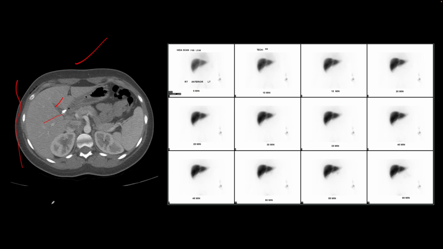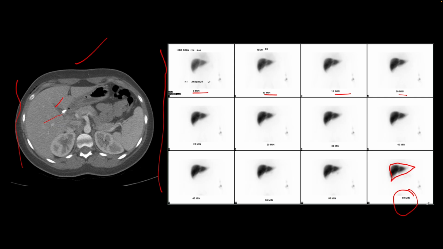So a HIDA scan was performed, and on the HIDA scan, we have acquired images in the anterior projection up to 1 hour, and these are every 5 minutes. So you can see 5, 10, 15, 20, and so forth. So at the end of 60 minutes, we find that the liver takes up the tracer. The uptake is good. There are no focal lesions in the liver, but there is no excretion from the liver into the biliary tract, into the gallbladder, or into the small bowel. And so this is called the liver scan sign of CBD obstruction. So what's causing CBD obstruction in a patient who has had recent cholecystectomy?